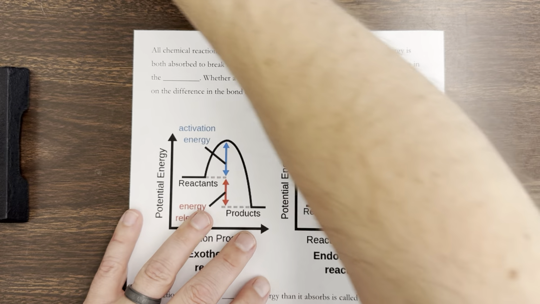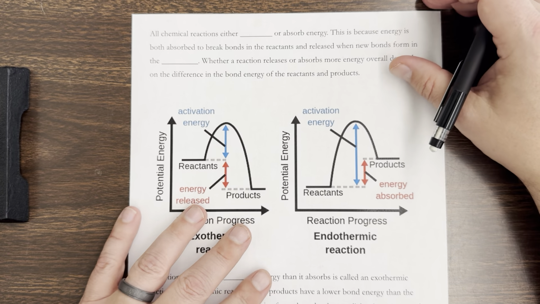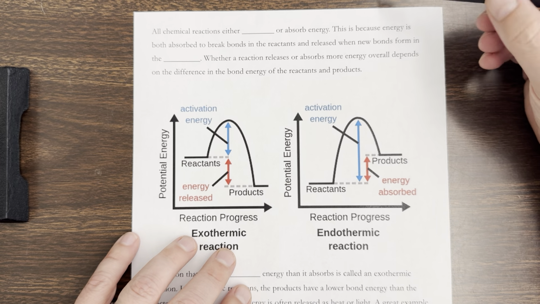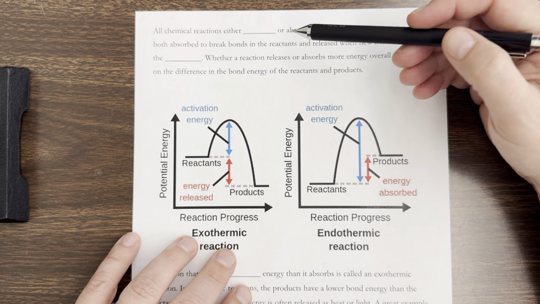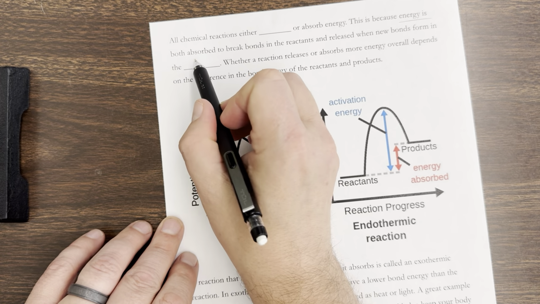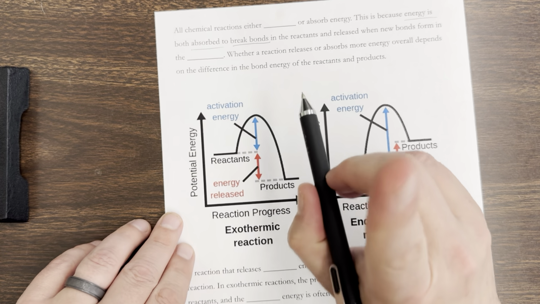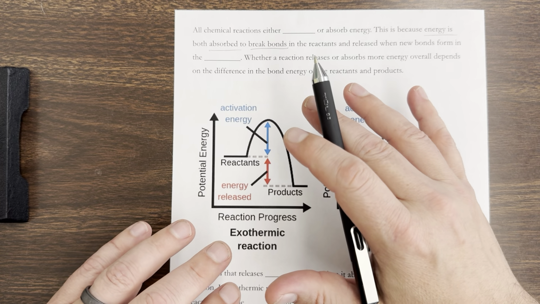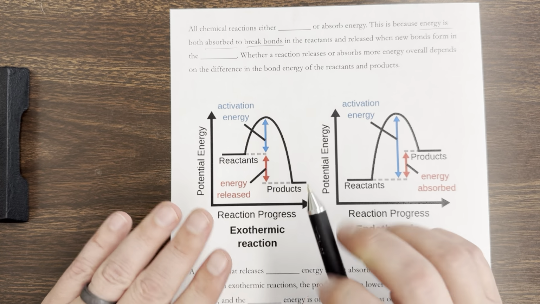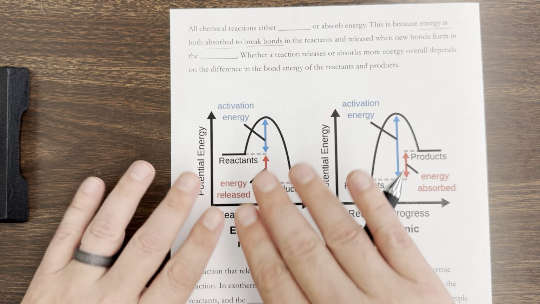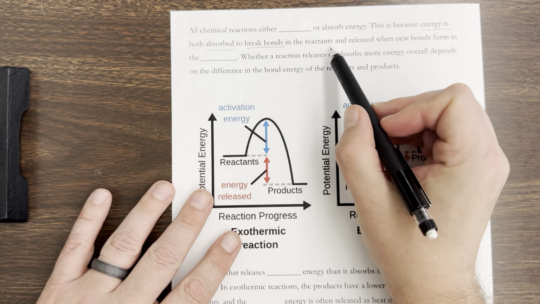All right. All chemical reactions either release or absorb energy. This is because energy is both absorbed to break bonds. See, this is what I was saying, right? Energy is absorbed to break bonds. That's weird, that's counterintuitive, and sometimes we say it differently than that, but it's true. You have to put energy from the system or the environment into a molecule to break the bond.